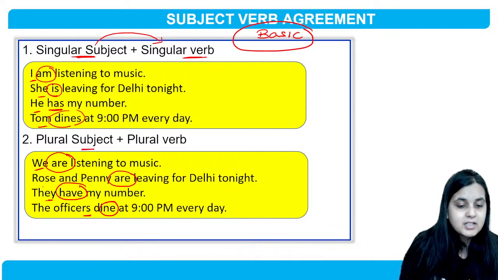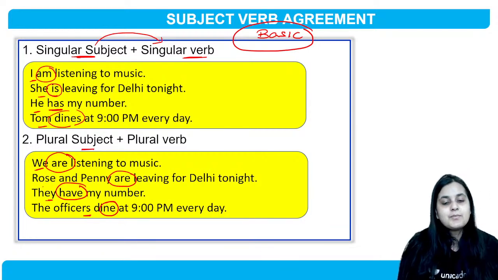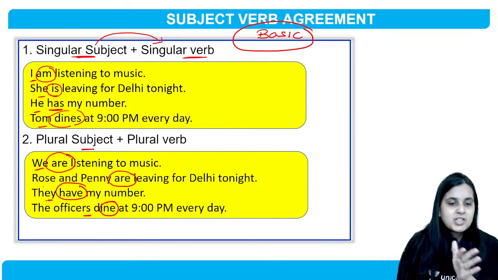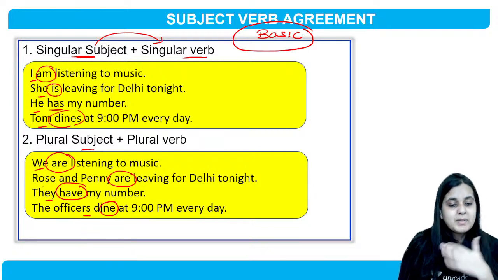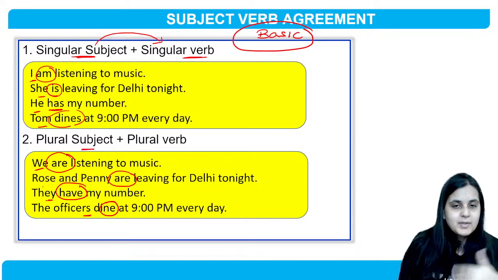So this is the basic rule of subject verb agreement. If the subject is singular, the verb is singular. If the subject is plural, the verb is plural. This is the basic rule. Clear guys? Did all of you understand this?